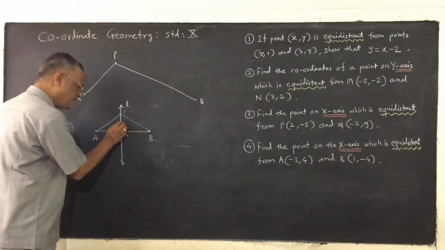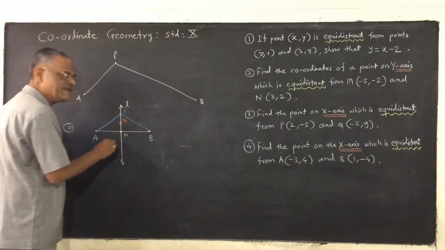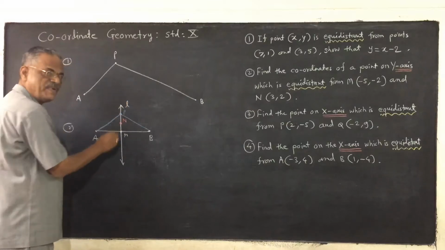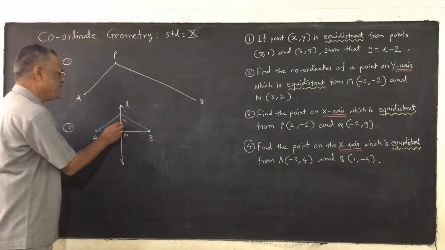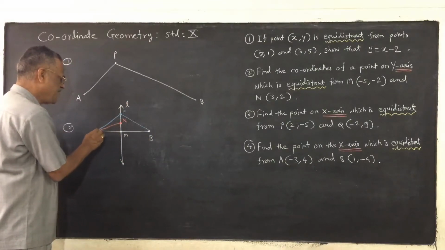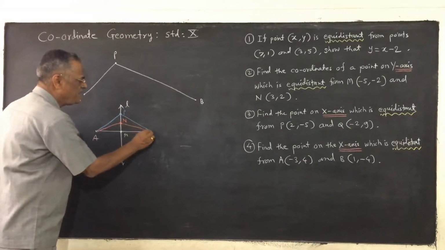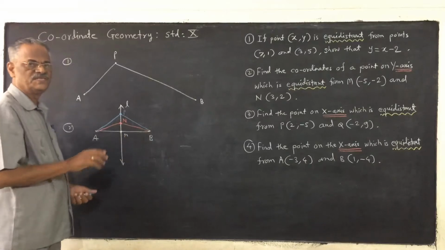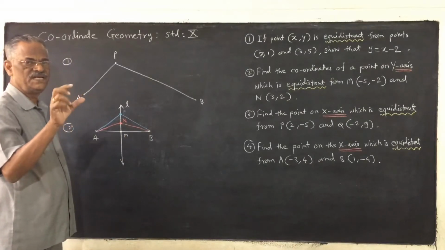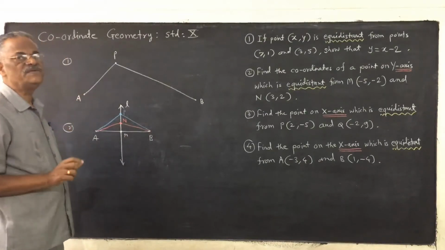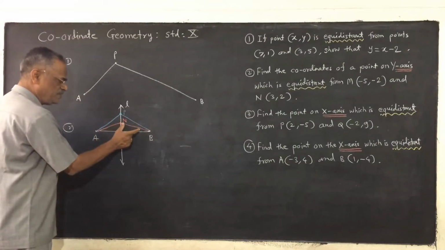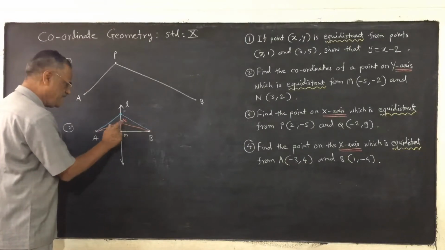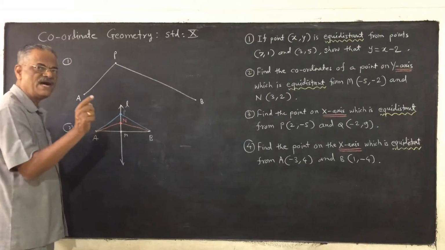Similarly, for any point N on the perpendicular bisector of segment AB, NA and NB are equal, so N is equidistant from A and B. So this is about equidistant points. The distance NB and distance NA are equal.